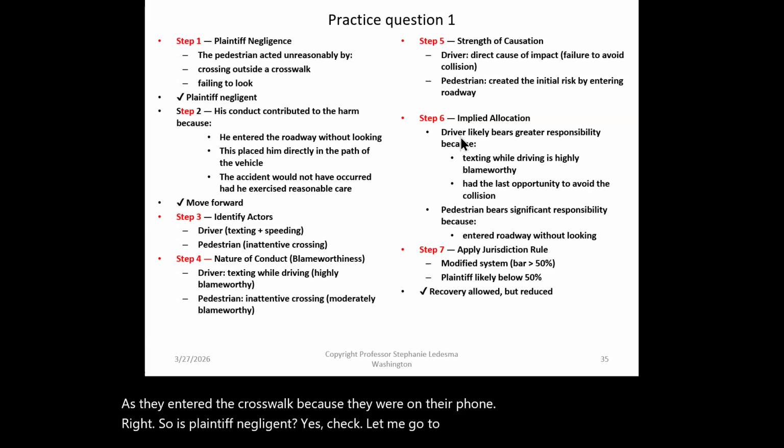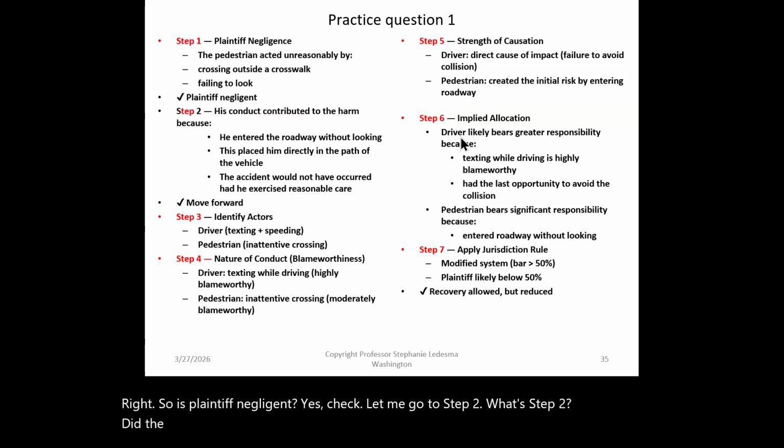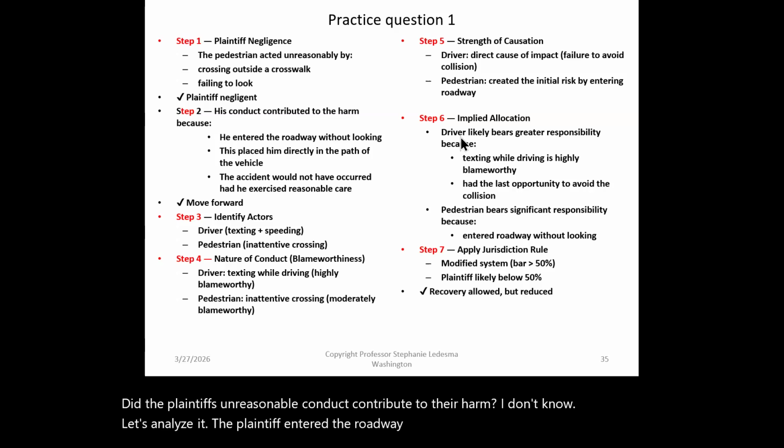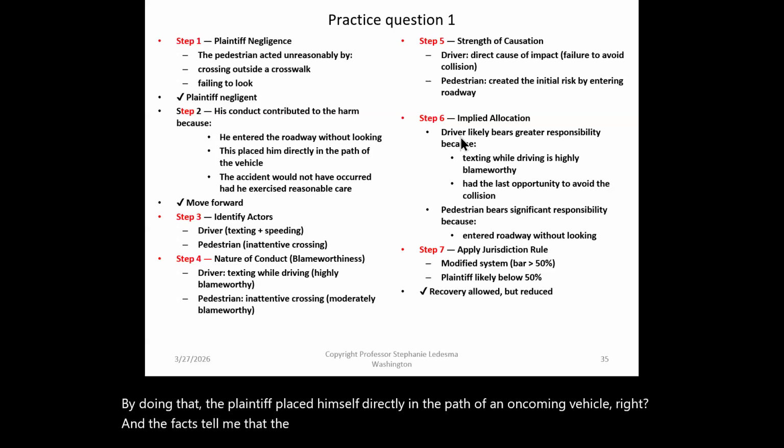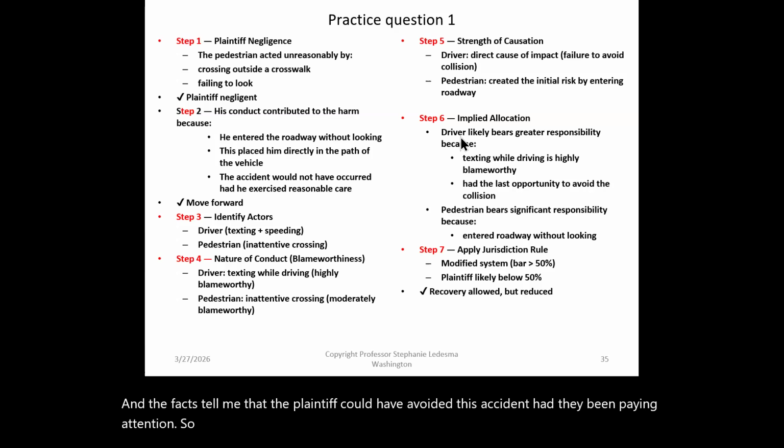Let me go to step two. Did the plaintiff's unreasonable conduct contribute to their harm? Well, let's analyze it. The plaintiff entered the roadway without looking. By doing that, the plaintiff placed himself directly in the path of an oncoming vehicle, right? And the facts tell me that the plaintiff could have avoided this accident had they been paying attention. So yes, the plaintiff's conduct contributed to their harm. Check.